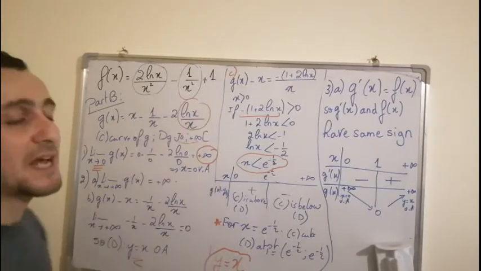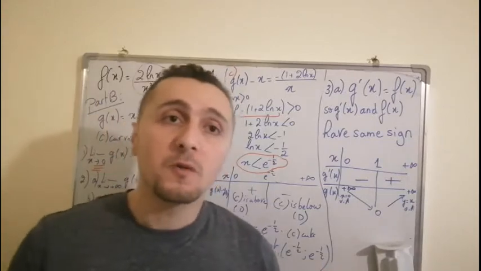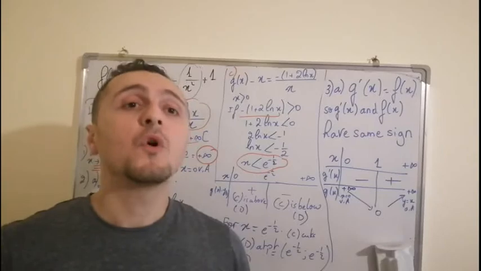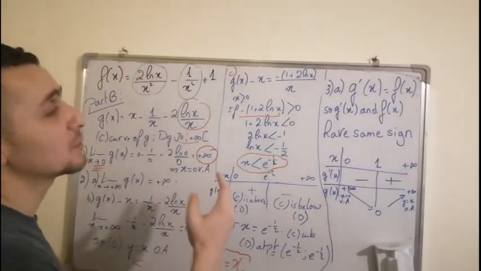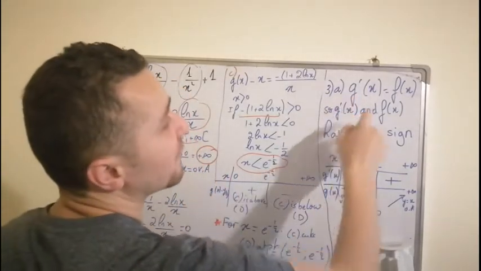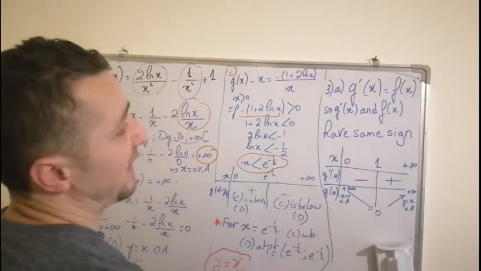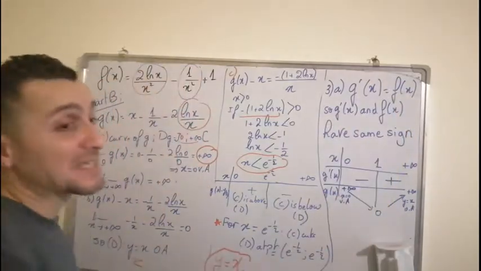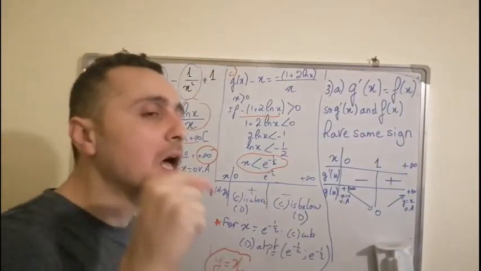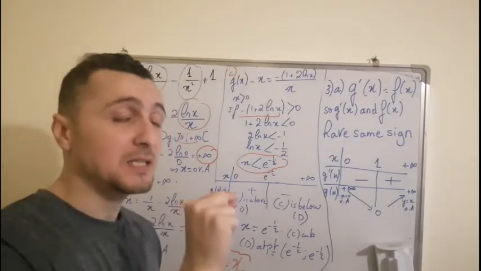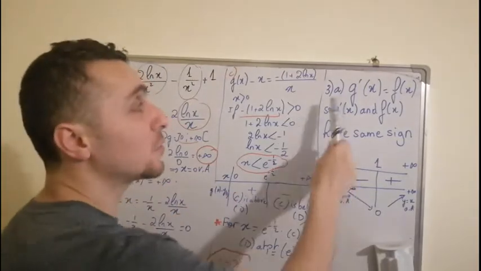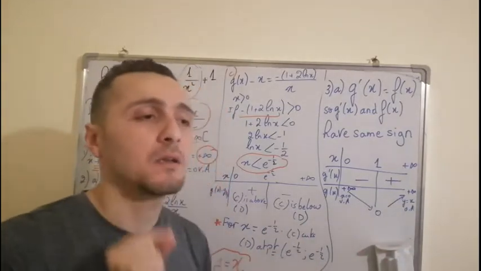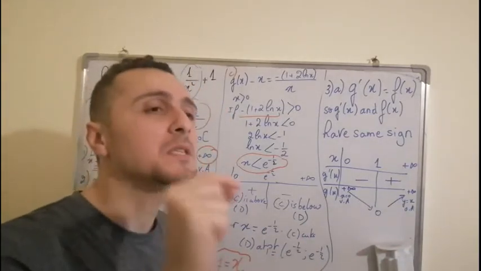Also, ln x over x is in the form of u over v: u prime v minus v prime u over v squared. After simple calculation, we obtain g prime of x equals f of x. So g prime of x equals f of x. This idea is very important. These two quantities are equal, so they have the same sign. Not the same table, same sign.